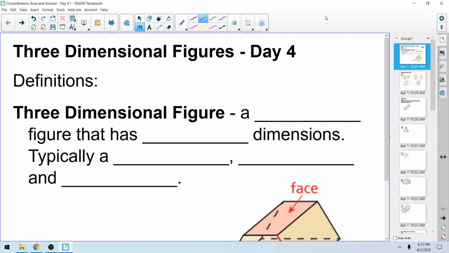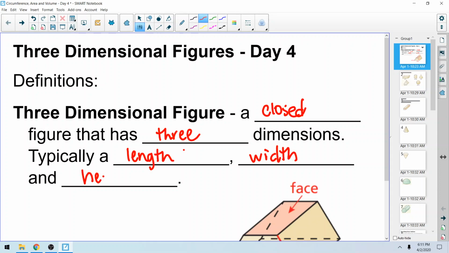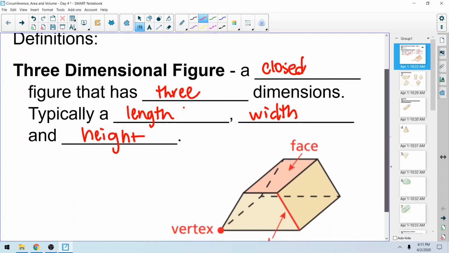Starting out with a couple definitions, a three-dimensional figure is a closed figure that has three dimensions. Typically, we're talking about a length, a width, and a height. And I put typically there because when I change the shape, sometimes those dimensions change. But anyways, it has to have three dimensions of some sort.